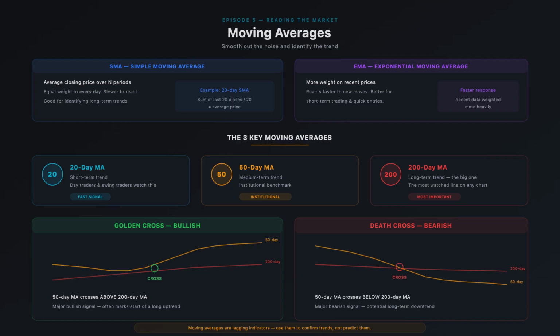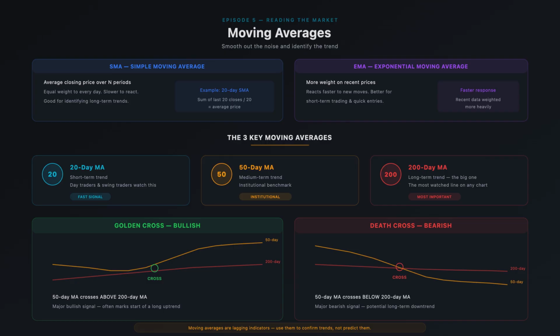The 20-day shows you the short-term trend. Day traders and swing traders watch this one closely. The 50-day is the medium-term trend. Institutional traders use this as a benchmark. And the 200-day is the long-term trend. This is the big one. Here's the rule of thumb. If price is above a moving average, the trend is bullish. If it's below, the trend is bearish.